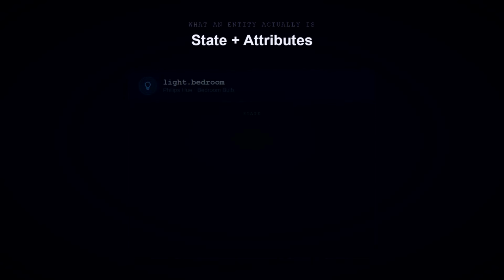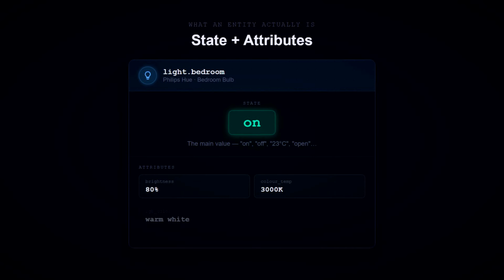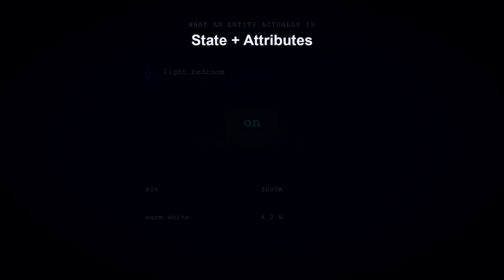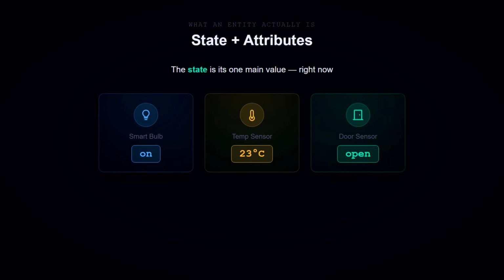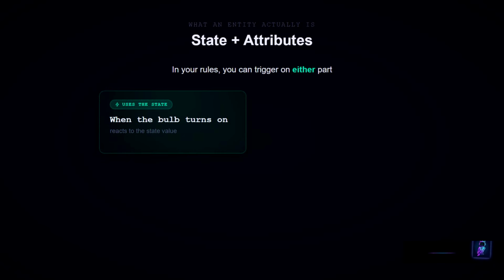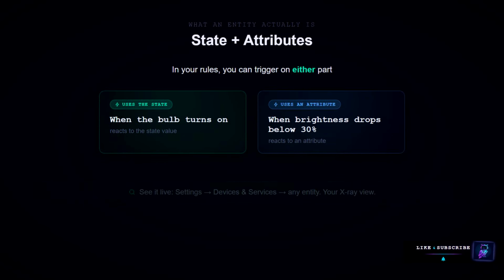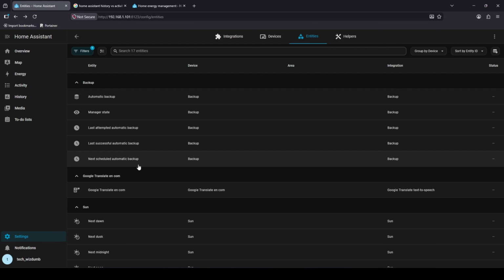But an entity is more than just a name. It has two important parts. First is state and the second is attributes. And the state is the main value. For a bulb, the state is just on and off. But maybe for a temperature sensor device, the state is maybe 23 degrees, 24. The attributes are extra details. A bulb has brightness, color, and power used as attributes. A door sensor or a smart switch may have different attributes.